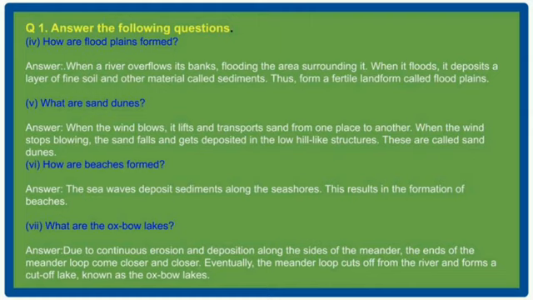Now question number 5, what are sand dunes? The answer is: when the wind blows, it lifts and transports sand from one place to another. When the wind stops blowing, the sand falls and gets deposited in low hill-like structures. These are called sand dunes. So that is the answer of what are sand dunes.